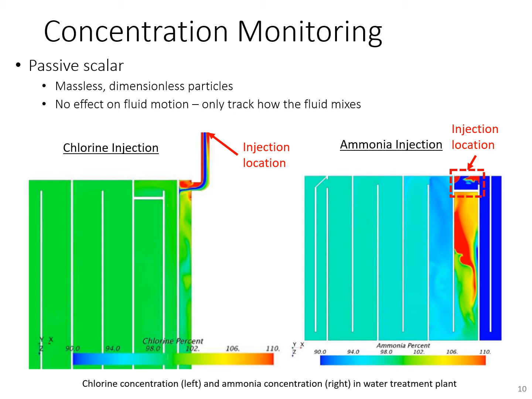Additionally, the turbulence induced by the fluid going over the weir boundary near the ammonia injection location caused the ammonia concentration to balance out to a steady state concentration within a couple passes of the clear well path as well.